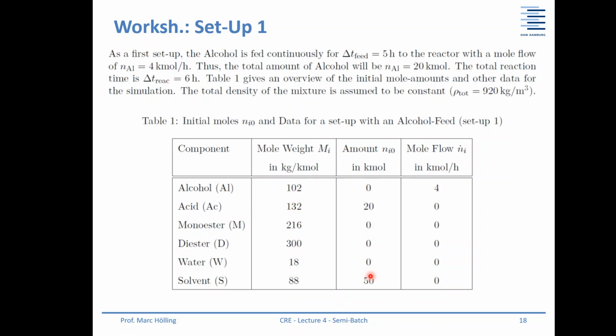Here you have the mole weight of your 6 components. Here you have your starting amounts. We just start with a solvent and 20 kilomoles of your acid, and the alcohol is charged to it with a mole flow of 4 kilomoles per hour, just for 5 hours. But the total reaction time should be 6 hours. So during your reaction, you have to make sure that the inflow stops and you have 1 hour left with only the reaction in batch mode.